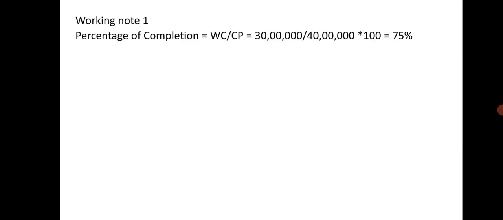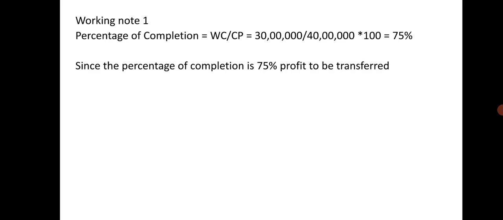So in the working note, first we have to see the percentage of completion. So percentage of completion is work certified divided by contract price. Since these values are given, you can just directly substitute it, and you get 75% as the percentage of completion. So once you get the percentage of completion, now we can calculate the reserve value. Since the percentage is 75%, profit to be transferred will be, the formula in the case of the third category, that is 50 to 90%.